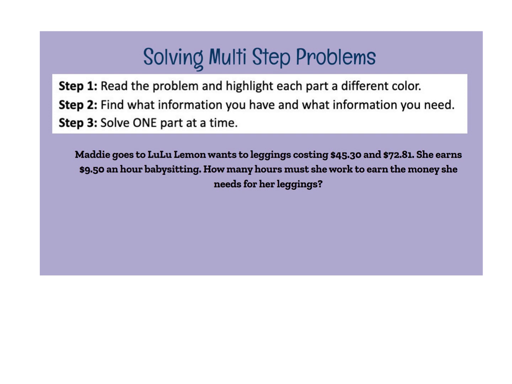The first piece of information we get is about what Maddie wants to buy. She wants to get leggings costing $45.30 and $72.81. The next piece of information we get is that she earns $9.50 an hour babysitting, meaning 1 hour earns her $9.50. We're then going to box what this problem's asking us to solve for. In this case, it's how many hours must she work to earn the money she needs for her leggings.